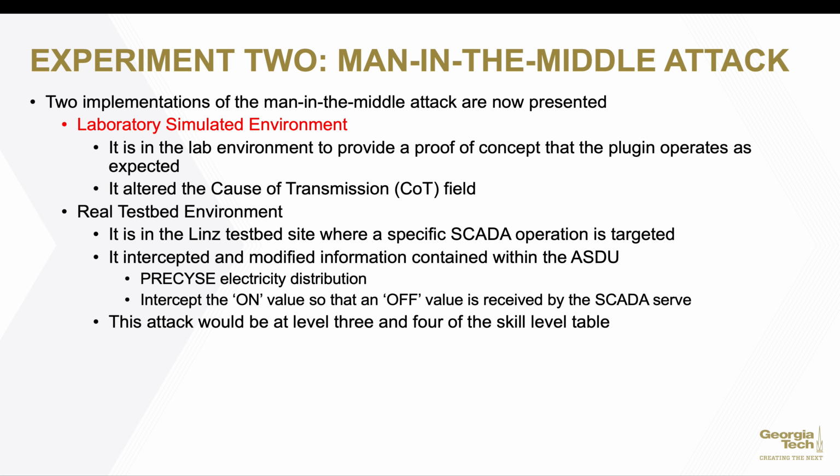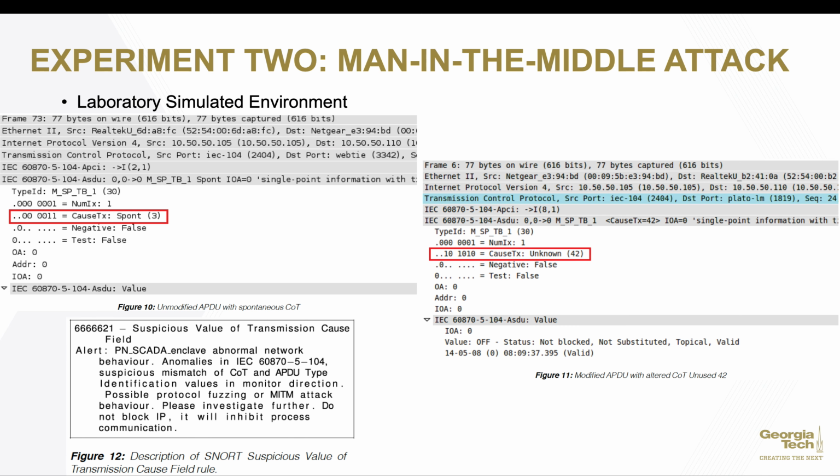The COT value is used to route the ASDU to the correct program or task for processing. So here, figure 10 shows a packet capture of an unmodified packet being sent from the slave to the master. As you can see, the COT value is still set to 3. Then figure 11 shows a packet capture of the packet after it has been processed by the plugin. Here you can see the COT field is changed to 42, which is unused and causes Snort to trigger an alert.